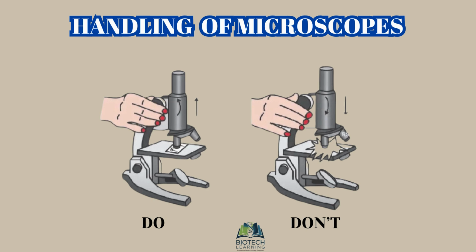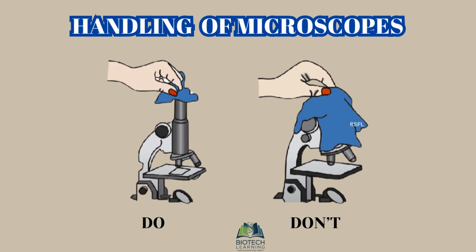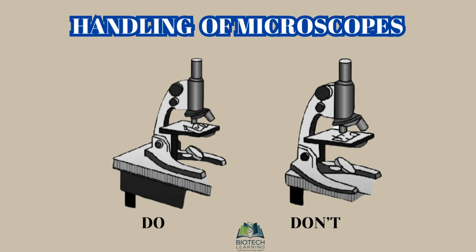While adjusting, do not move the lens downward; it should always be moved from bottom towards upward direction. Clean the lenses and metal parts including the stage with tissue paper or muslin cloth. Place the microscope on the table in the right way.